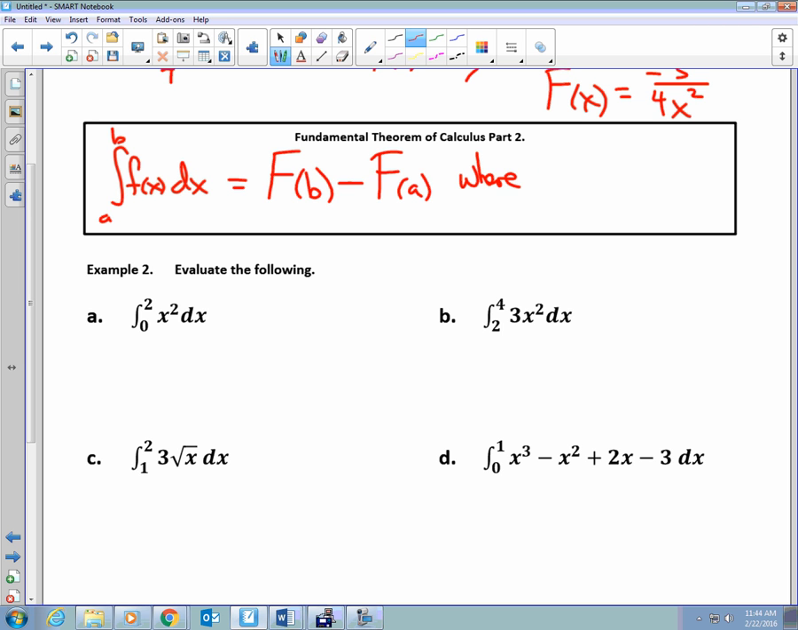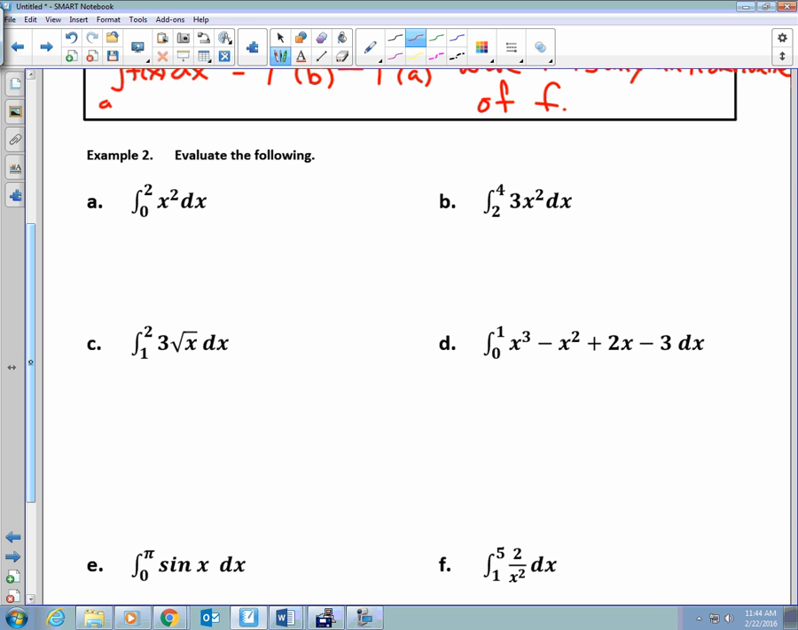where big F is any antiderivative of little f. So all we need to do is come up with an antiderivative. Okay? And once we do, we just evaluate both bounds. That's it. Piece of cake, upside down. So let's put our plan in action. The problem that we looked at before.